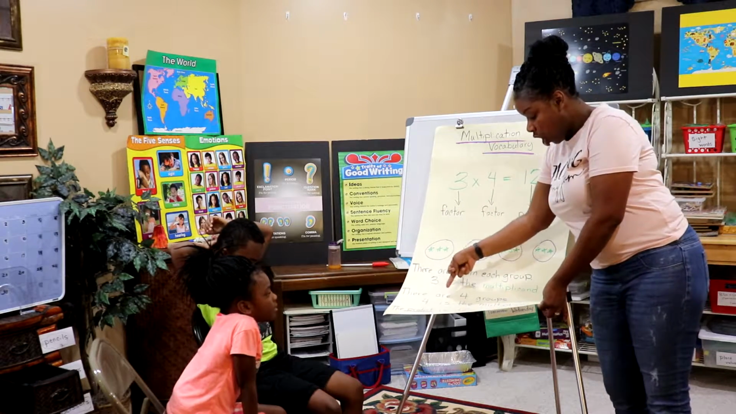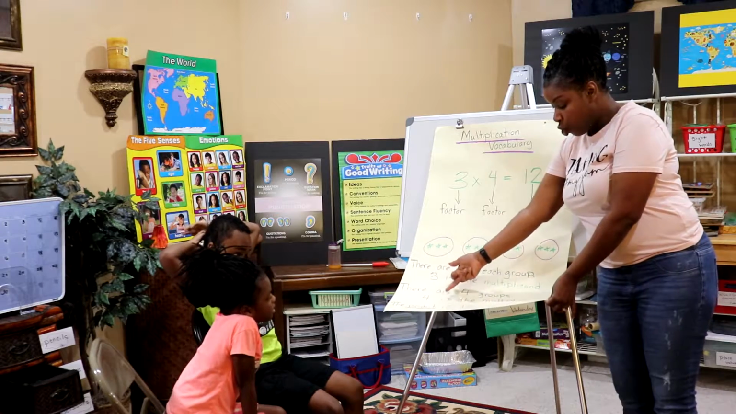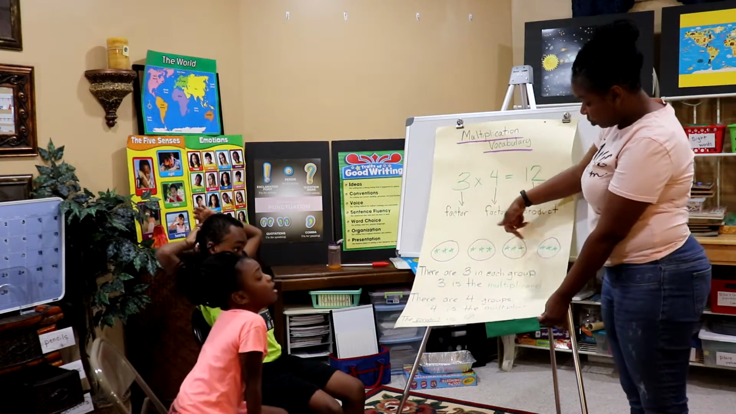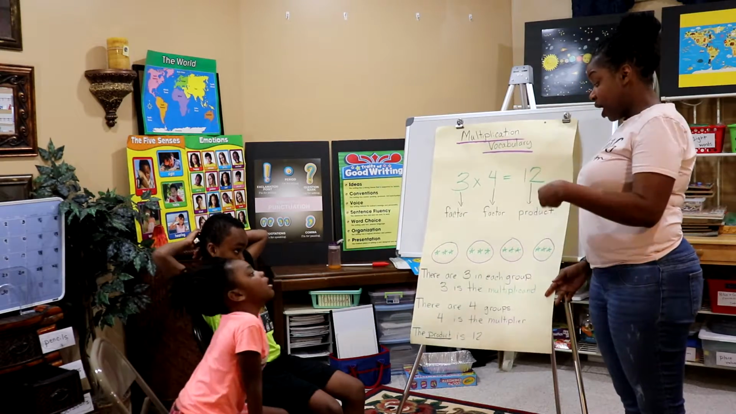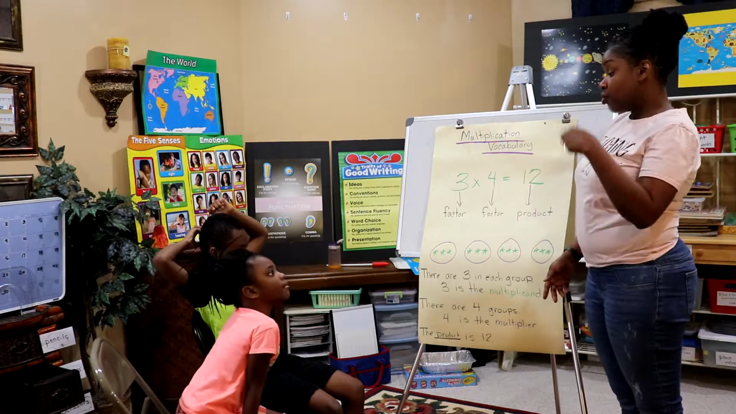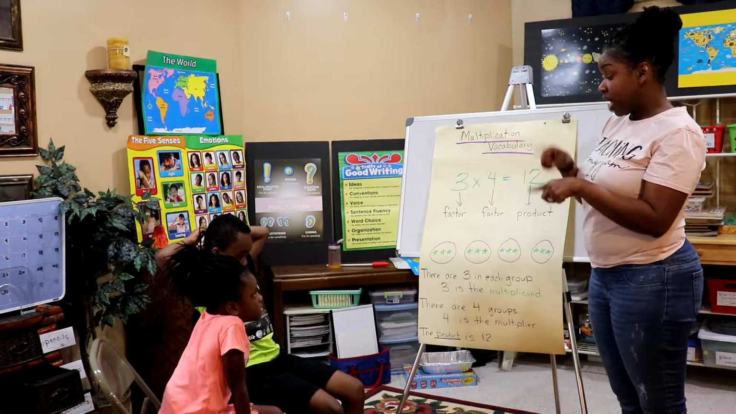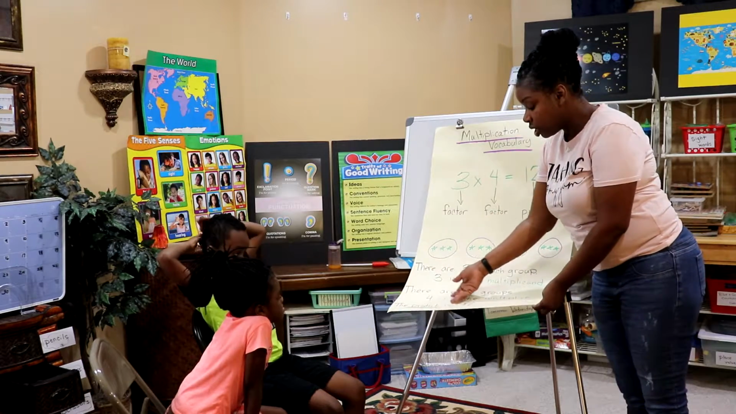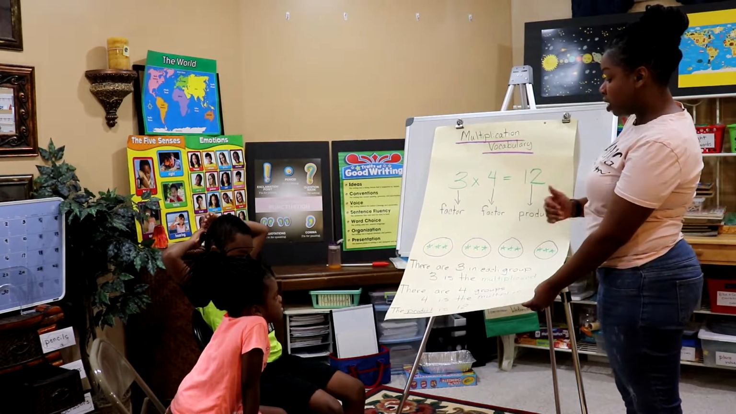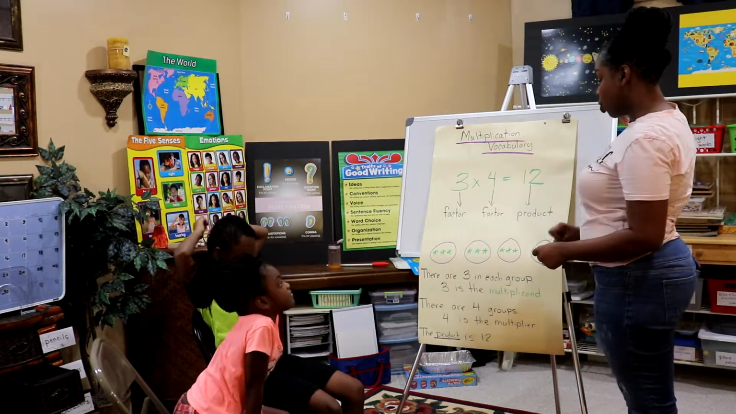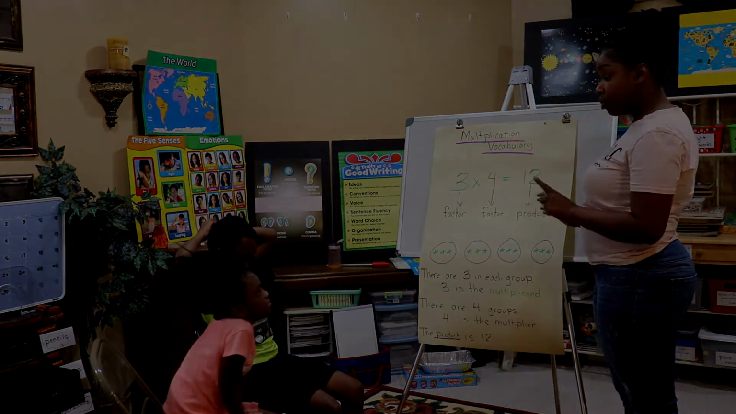Then we have, there are 4 groups. 4 is the multiplier. So multiplier, multiplier. The multiplier is multiplying the multiplicand. Same thing going the other way. The multiplicand is going to multiply the multiplier. Then we have at the bottom, the product is 12. So now we're going to go into identifying more multipliers and multiplicands.